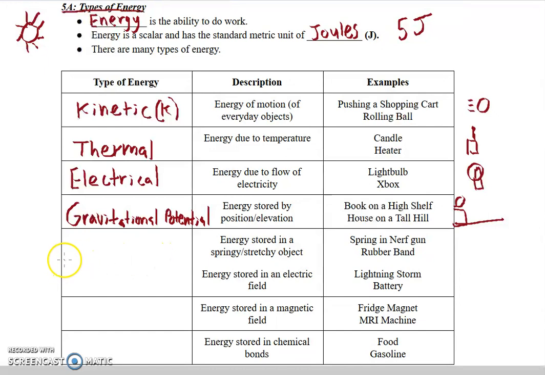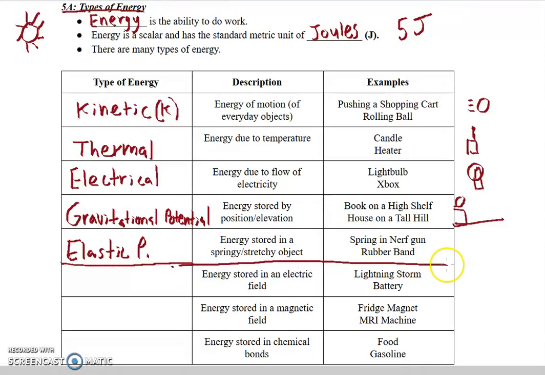The next one is energy stored in a springy or stretchy object, and that's going to be called elastic potential. I'm just going to write elastic P for potential instead of writing out potential every single time. So elastic potential energy. That's energy stored in a springy or stretchy object. And an example is like if you have a Nerf gun, if you have a rubber band, anything that stretches and then can later release that energy. So spring.